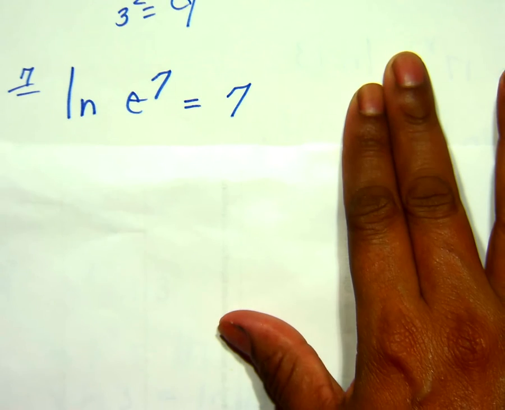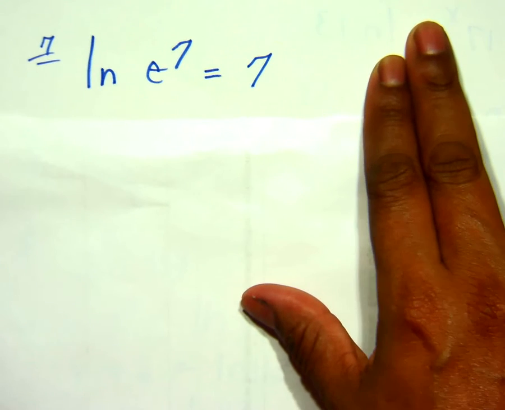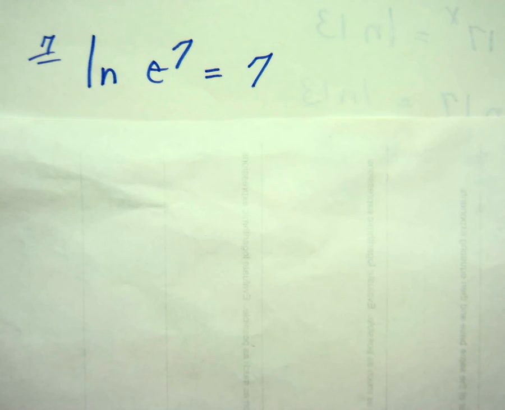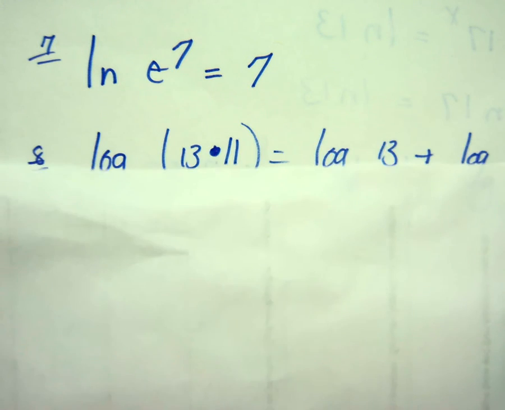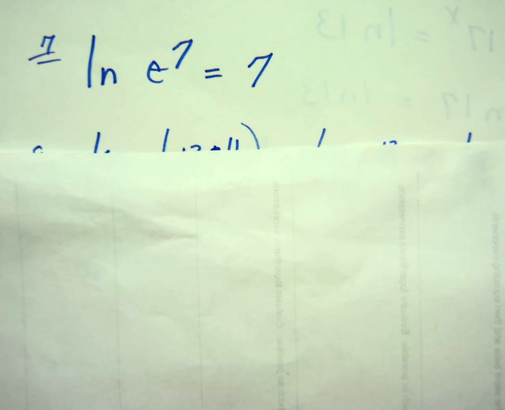Then we have a natural log. Now we have natural log e to the 7th power equals 7. Well, be mindful that natural log and the exponential e, which is in your calculator, kind of cancel each other out. Therefore, your answer is just 7, because you're going by what's actually given to you.